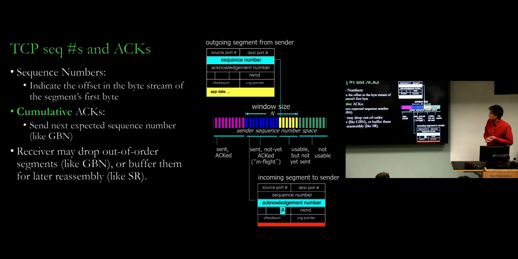Okay. So similar to Go-Back-N, acknowledgements are cumulative in TCP. So when the sender says it acknowledges a certain number, it acknowledges everything up to that number. But different than Go-Back-N, TCP allows and expects the receiver to keep out-of-order packets, like early packets, in a buffer and reorder them when the late packets arrive. Right? But it doesn't really have to. So the receiver can drop out-of-order packets, or it can buffer them for later reassembly, like Selective Repeat.